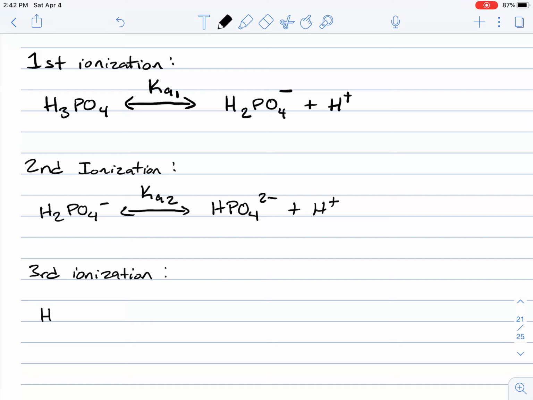And so here we have HPO4 2 negative. And since this is the third ionization step, we're going to represent that as Ka3. And what we get is phosphate and another hydrogen ion. And so all 3 of these chemical equations demonstrate the stepwise ionization of the weak acid, phosphoric acid. Okay.